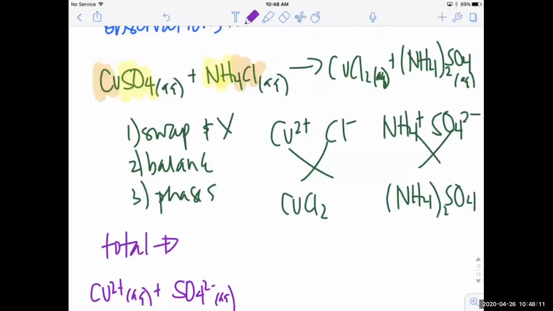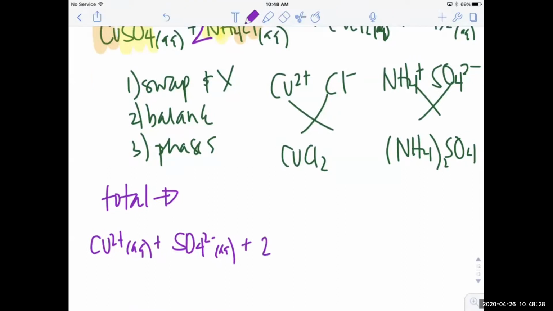And I should have balanced this. I apologize. I didn't listen to my second step. So there's 2 chlorines on the right. There's only 1 on the left. So I need to put a 2 here. There's 2 ammoniums on the right. Now there's 2 ammoniums on the left. That's why I make a checkoff list. So plus 2 NH4 plus aqueous plus 2 Cl minus aqueous. Remember that 2 distributes to both.